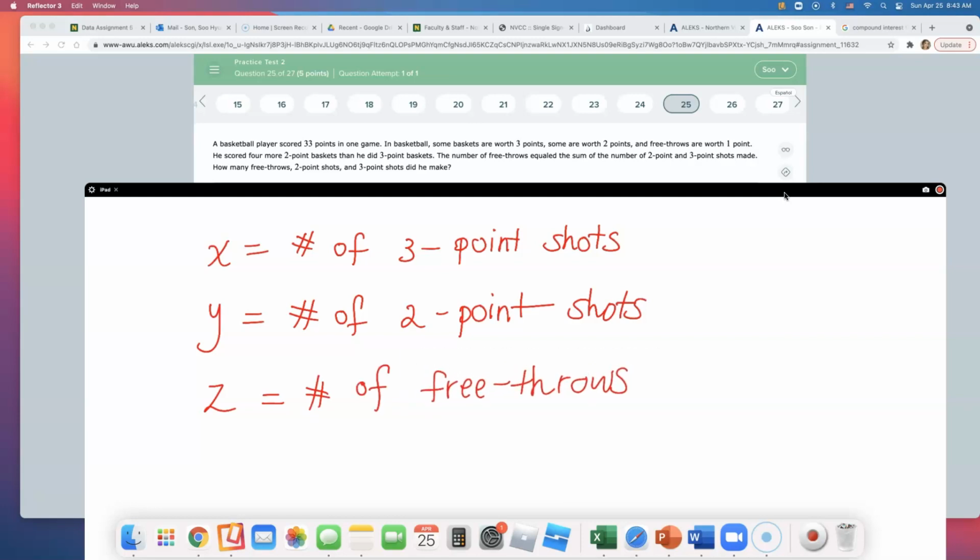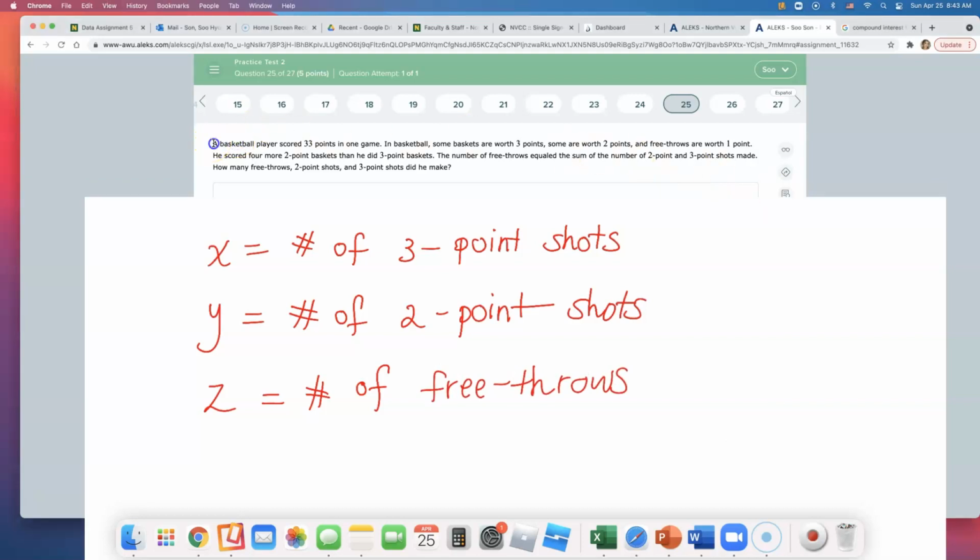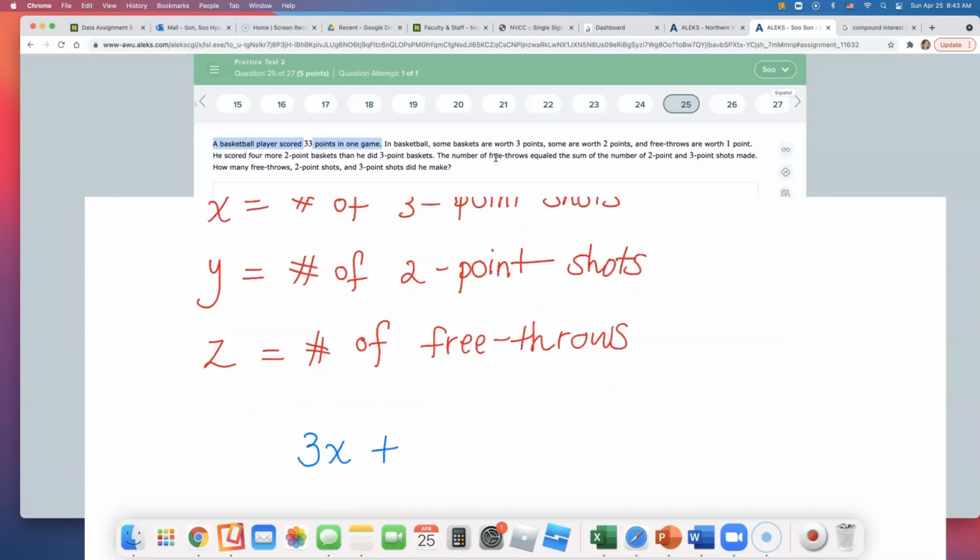So we know what x, y, and z are. Looking at the first sentence, he made 33 points in a single game. So I'm going to say the number of 3-point shots multiplied by 3, plus the number of 2-point shots multiplied by 2 because they're 2 points, plus the number of free throws he made, add up to 33 total. Okay, so that's the first equation.